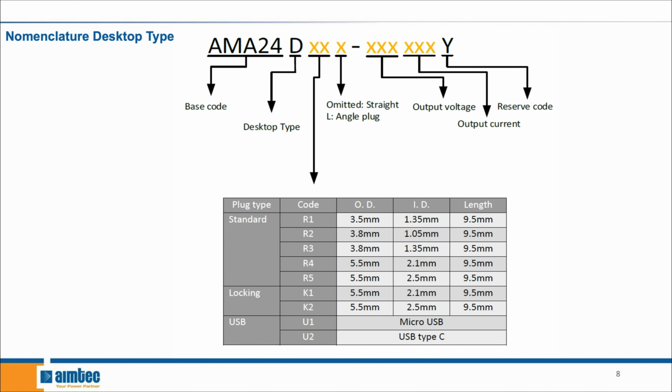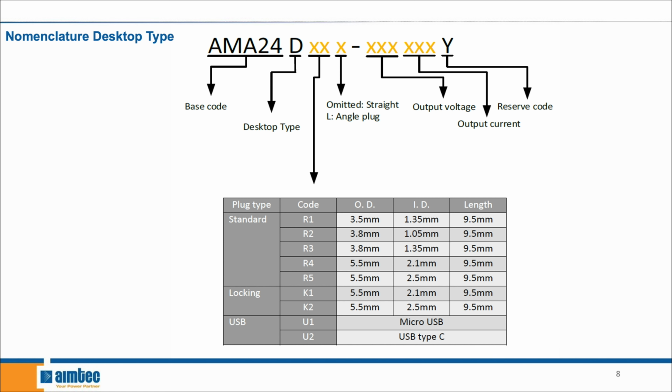Now here's the nomenclature for the desktop adapters, very similar to the wall mount, just that after the power of 24 in this case, we added a D, which signifies desktop type. All the other digits are the same, and then when we were talking about the plug type, so right after the D we have two digits, right below we have a table that actually explains the various plug types.